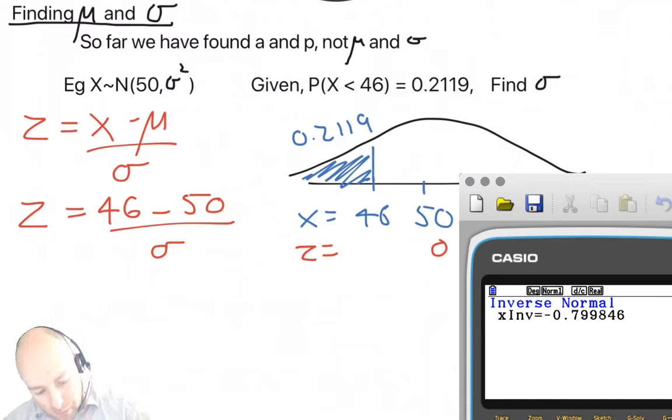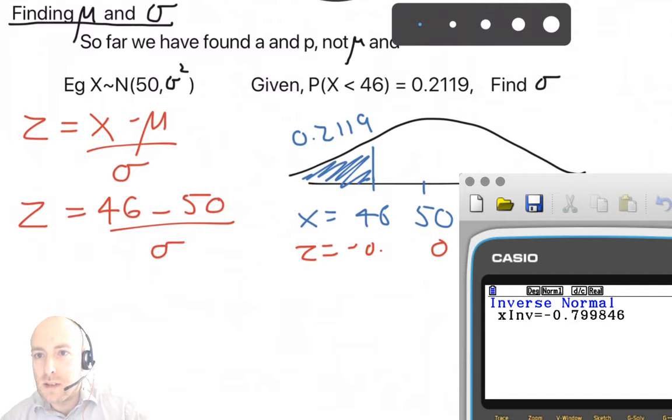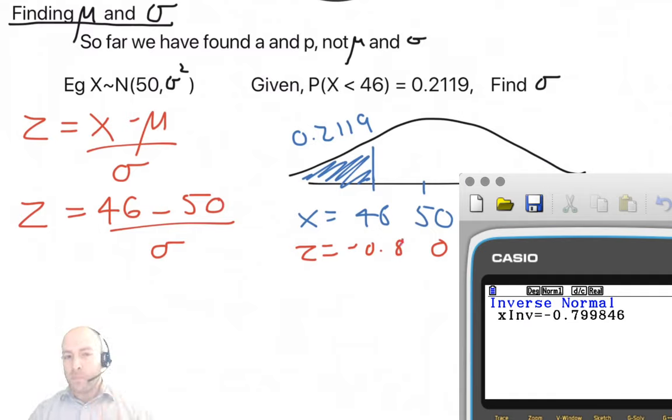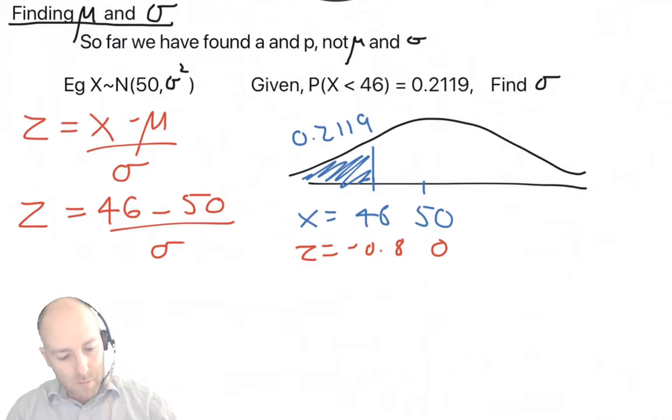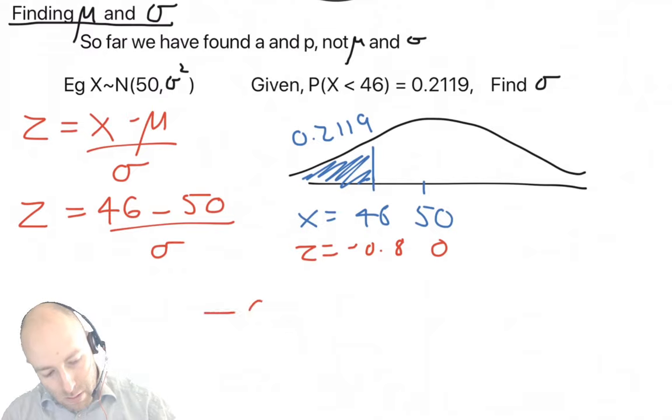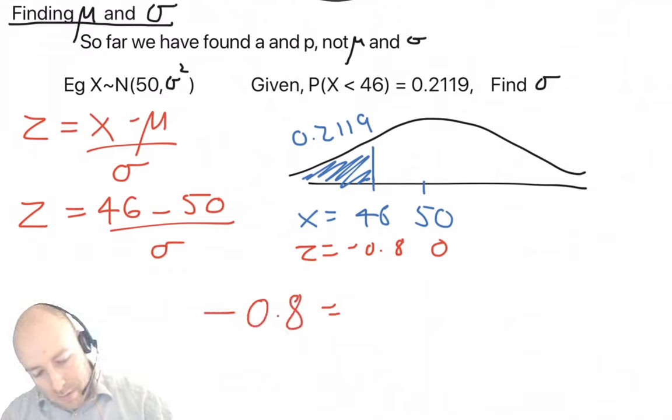So I can write that down. Sorry, what am I talking about? Minus 0.7998. So I'm going to round that. Let's say z is minus 0.8, that will do. That's pretty accurate there. So I can then take that z value we've just found, get rid of the calculator, put that back over here, and we can find sigma. So minus 0.8 equals 46 take 50 over sigma.